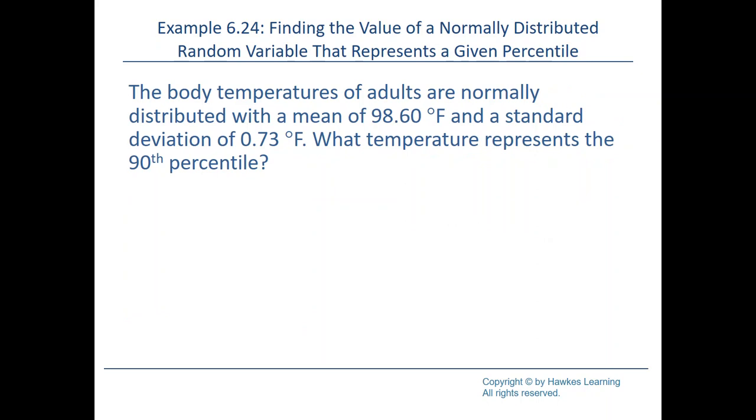So let's give this a shot. The body temperature of adults are normally distributed with a mean of 98.6 and a standard deviation of 0.73 degrees Fahrenheit. What temperature represents the 90th percentile?